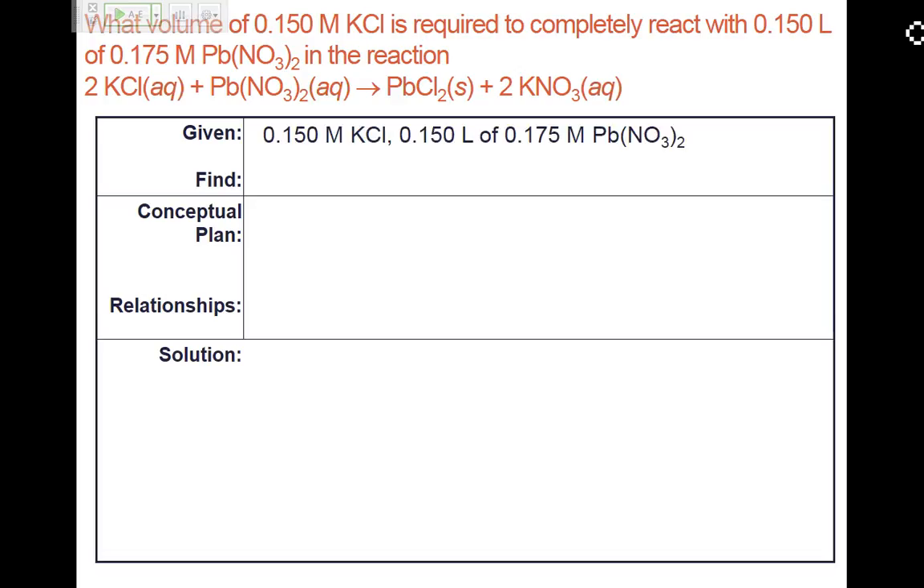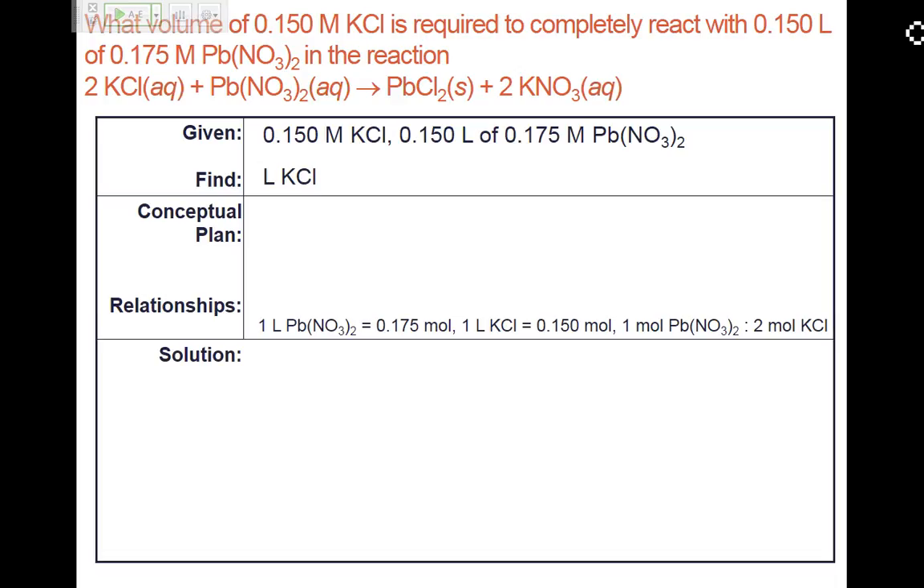So our given is that we have a solution of KCl that has 0.150 moles per liter. And then I know I have 0.150 liters of PbNO3 and 0.175 moles of PbNO3 per every liter of that solution. So that's what I'm using, and I'm trying to find the volume of KCl I need to completely react with my PbNO3. So that's what I'm finding.